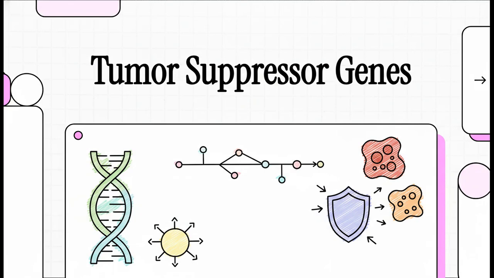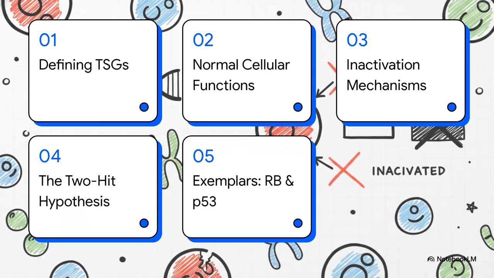Welcome. This explainer provides a mechanistic review of tumor suppressor genes, structured specifically for the CSIR-NET Life Sciences examination. We'll be covering 5 sections. We'll start with the definition, move to normal functions, then discuss inactivation mechanisms, the two-hit hypothesis, and finally, look at the key examples of RB and P53.